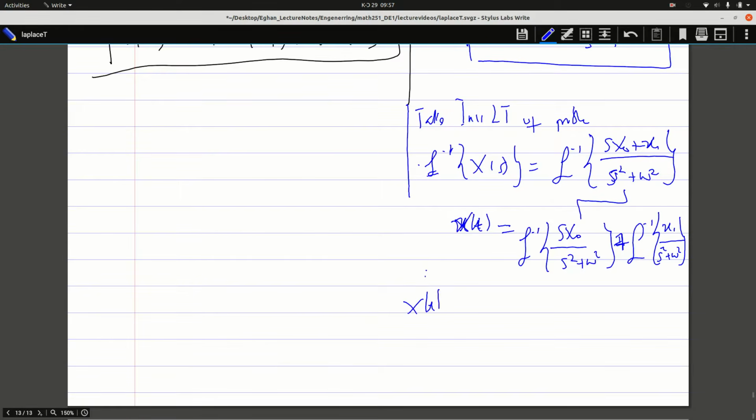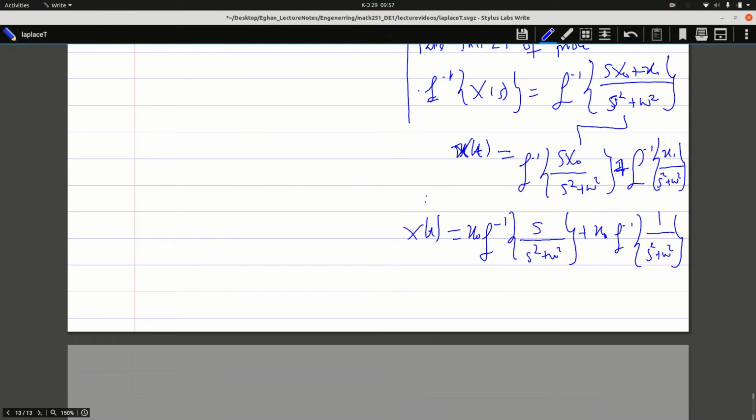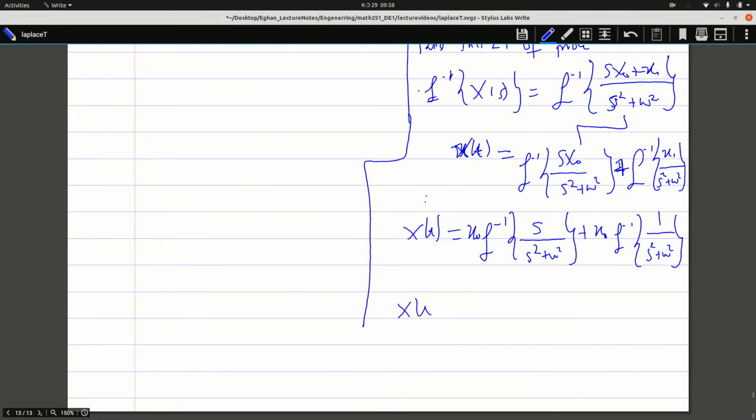So my x of t will be equated to, I can have x naught as a constant out, times the inverse Laplace of s over the remaining terms. x naught is the condition we know, so it can come out this way. The same thing here, my x1 comes out, and I have the inverse Laplace of 1 over s squared plus omega squared. So I go to my Laplace table. Do I see a common function to represent here? Yes. This is a cos function, or cos Laplace. So this is the same as cos omega t. Why?